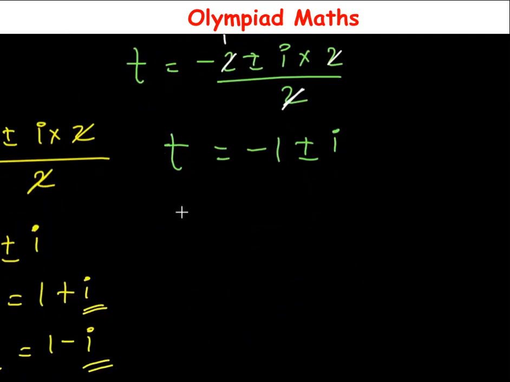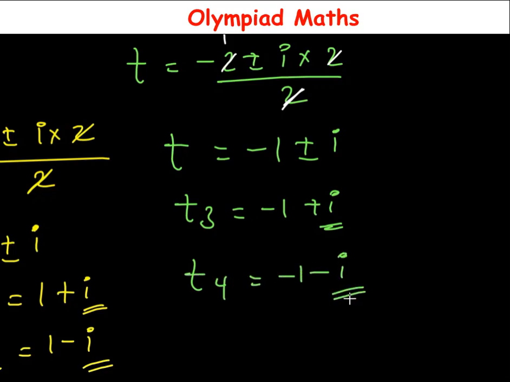So with this, the value for t3 is equal to minus 1 plus i. Then t4 is equal to minus 1 minus i. Now, these are the solutions for the values of t.